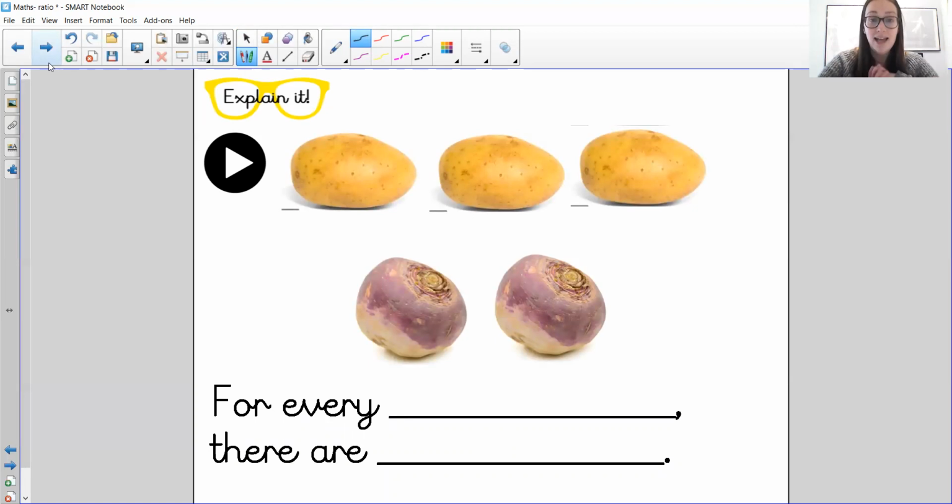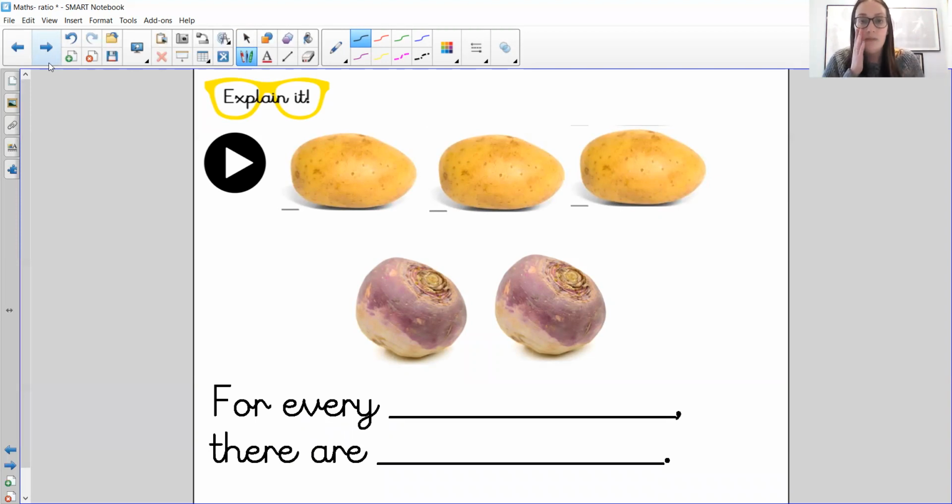So let's play our lesson then. Let's start learning about ratio. Okay. For every something, there are something. So ratio is all about comparing quantities. It's all about saying for every this, you need this. So a really easy way to think about ratio is recipes. When you're making a recipe, you need to have a certain amount of this to a certain amount of this.